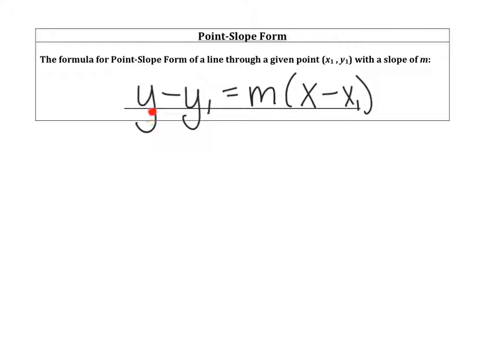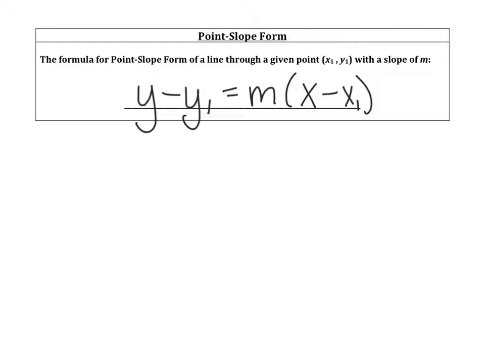This x and this y will always stay in the equation. This y1 and this x1 should be replaced with numbers of the point that you were given. So for point slope form, you use it when you are given a point and a slope. Just like with slope intercept form, y equals mx plus b, I would use it if I found the m and the b. I can use point slope form if I was given a point and a slope. So we're going to use this equation throughout this entire section.